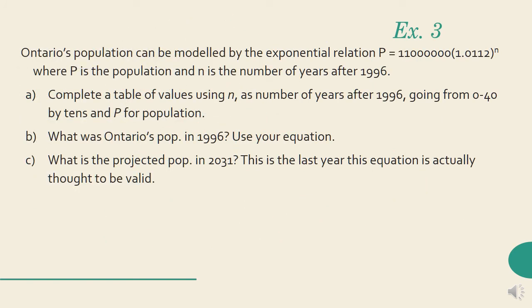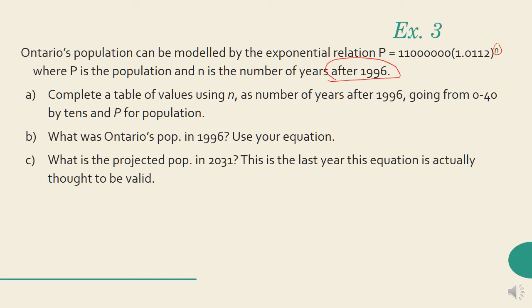The last thing we're going to focus on for this lesson, we're going to get into some word problems. So Ontario's population can be modeled by this exponential relation. We know it's exponential because the letter, and it's not an x in this case, it's an n, the letter is the exponent. P is the population, n is the number of years. Now this is key, after 1996.